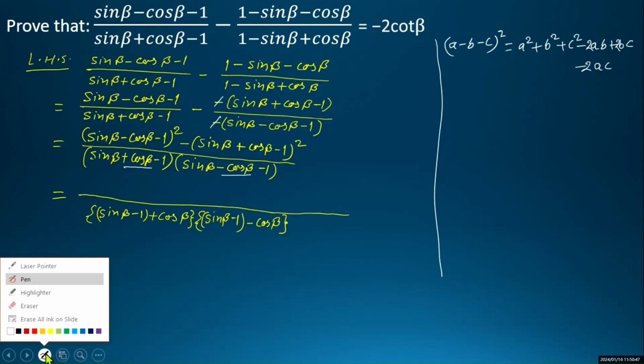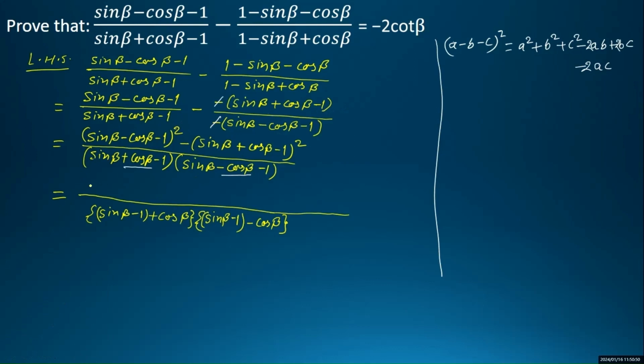So here we'll get a square plus b square plus c square. That means sin square beta plus cos square beta plus square of 1 is 1 only. This is a square plus b square plus c square. Then there is minus 2ab. Here we'll write minus 2. A is first term, b is second term. Here first term is sin, second term is cos. 2 sin beta cos beta.